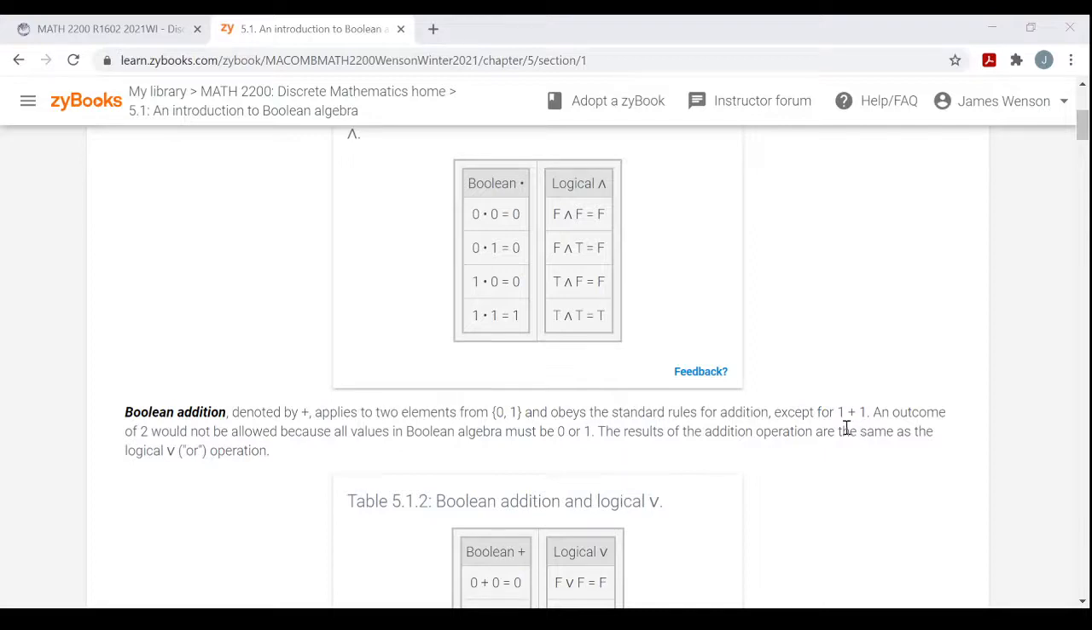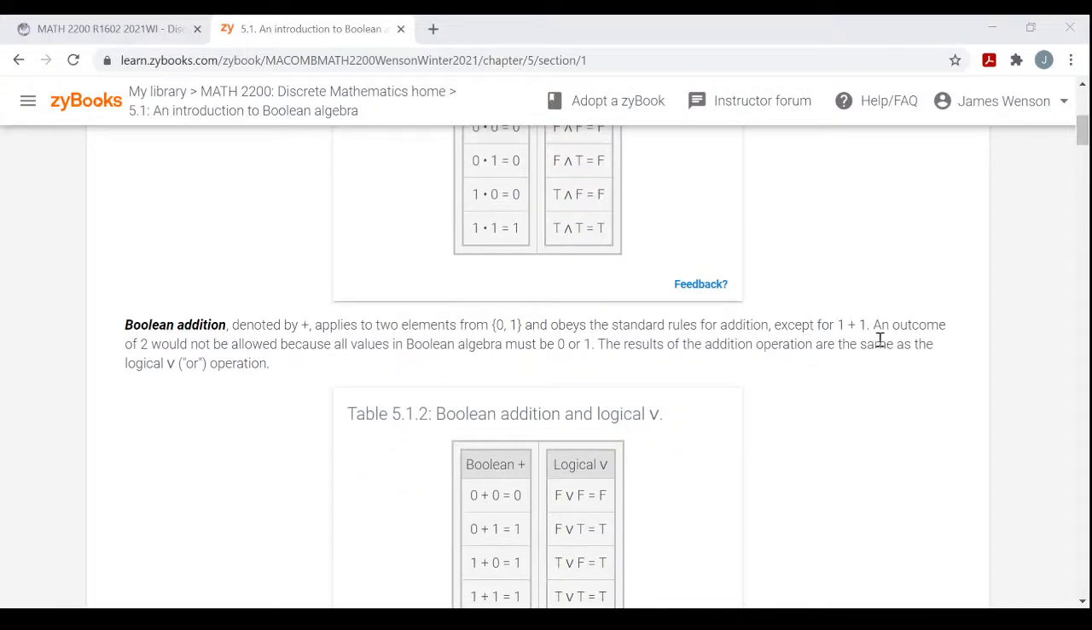Okay, we're going to see that 1 plus 1 is 1. And again, think about it as true or true with the inclusive OR. So an outcome of 2 would not be allowed, as I mentioned, right? Because all values in Boolean algebra must be 0 or 1. So the results of the addition operation are the same as I mentioned already, the logical operation OR, right? The inclusive OR, the disjunction.